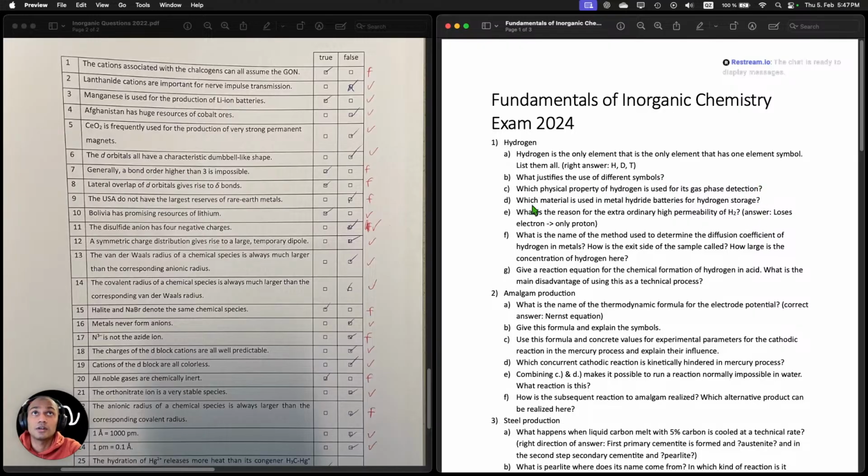Okay, okay. Which physical property of hydrogen is used for its gaseous phase detection? Gas phase is a physical property, right? Am I stupid? Yes. Which material is used in metal hydride batteries for hydrogen storage? I don't know.